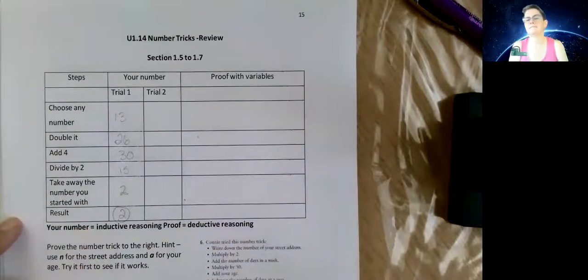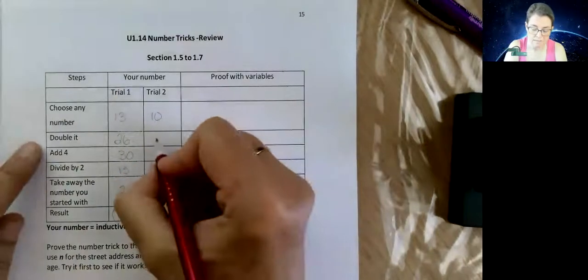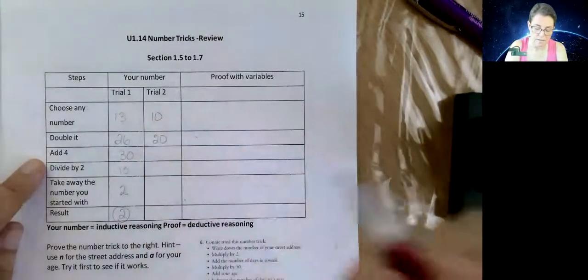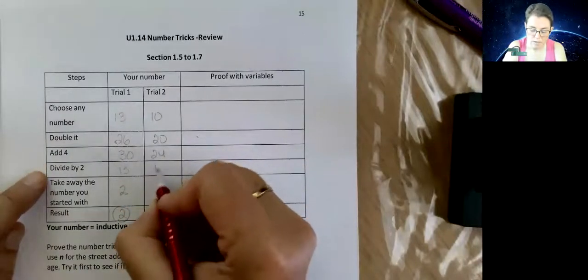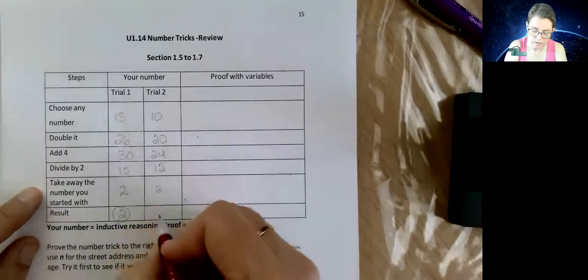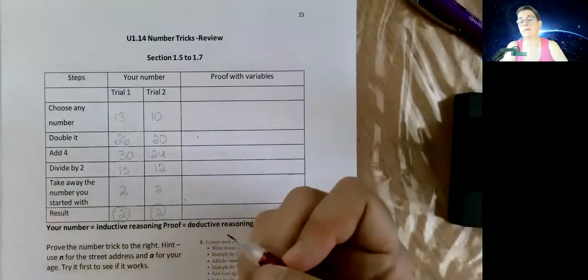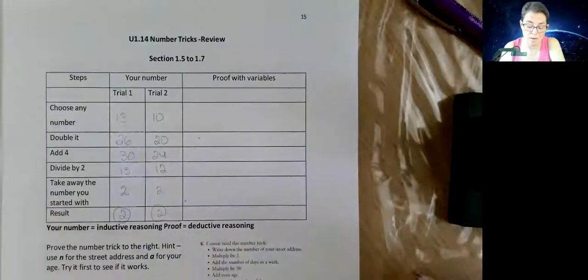Well, that's, to me, not overly exciting, but let's pick another number. How about 10? Okay, double it, 20. Add 4, 24. Divide by 2 is 12. Subtract what we started with, so take away 10 is 2. Okay, now it's cooler because we get the same answer all the time. Doesn't matter what we start with. That's kind of cool. Let's see how it works.